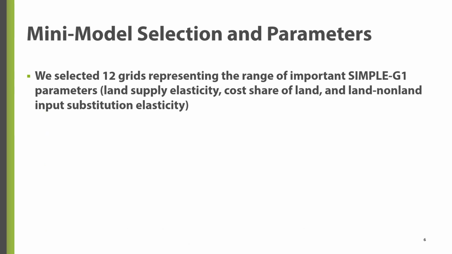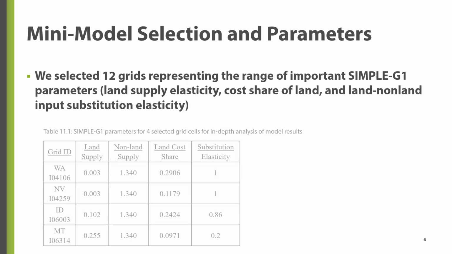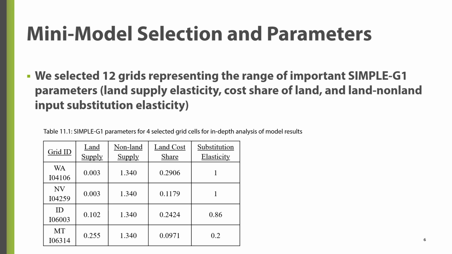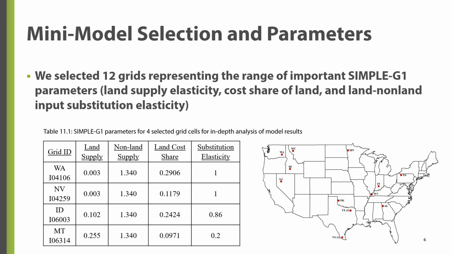For the mini-model analysis, we selected 12 grids, representing the range of important Simple G1 parameters, namely the land supply elasticity, cost share of land, and the land, non-land input substitution elasticity. Table 11.1 lists the values of these parameters, and the subsequent map shows their location in the US.